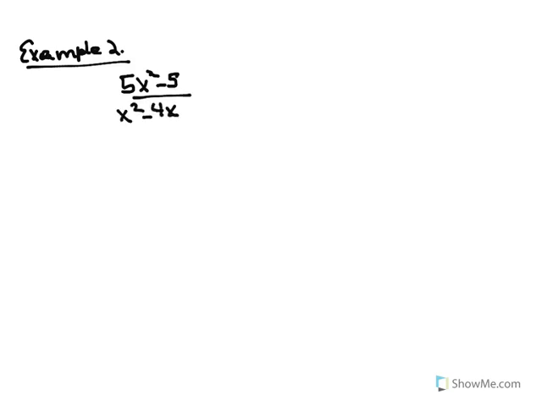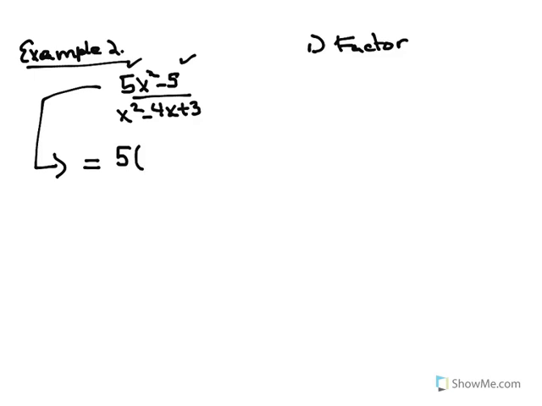Okay, let's do another example. In example 2, we are going to simplify a much more complicated rational expression. We have now 5x squared minus 5 divided by x squared minus 4x plus 3. Remember, the first step is to factor. So let's see what we can factor. If we look at the numerator, I can see a common factor. If I take 5 as a common factor, I get x squared minus 1 left.